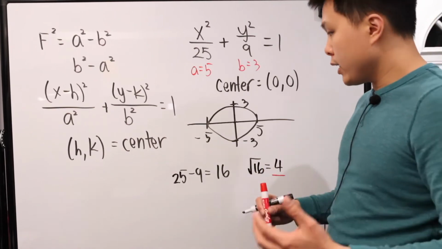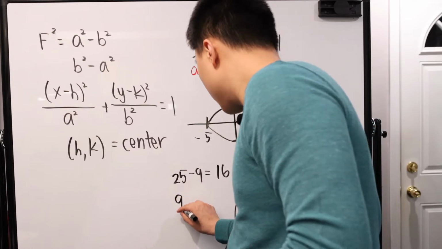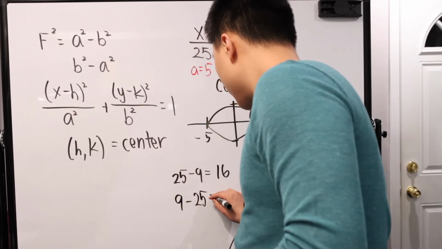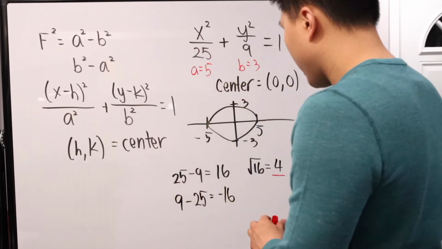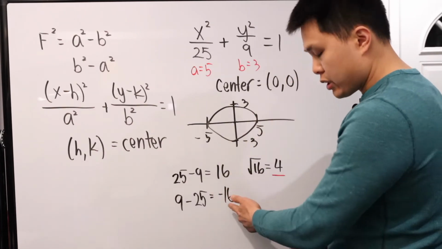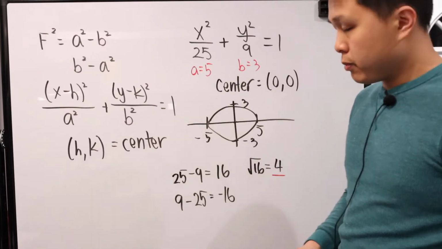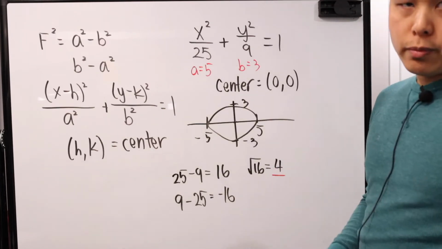Now, the other scenario, if I forgot, and I just decide to do 9 minus 25, that's going to be negative 16. Ignoring the negative sign, we have to remember it's positive because we're going to take the square root of it. The square root of 16 is still, once again, 4. Okay, what do we do with 4?